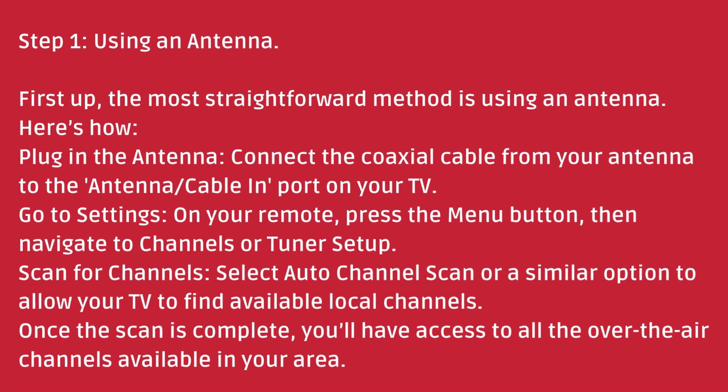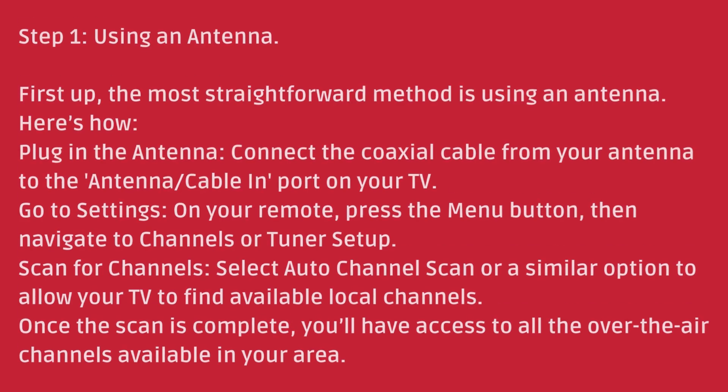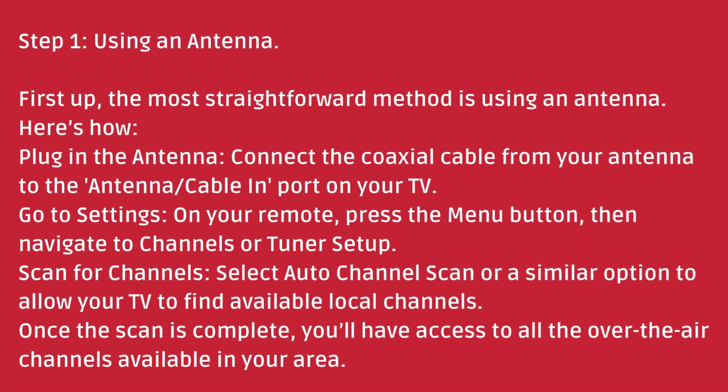Go to Settings. On your remote, press the menu button, then navigate to Channels or Tuner Setup. Scan for channels. Select Auto Channel Scan or a similar option to allow your TV to find available local channels. Once the scan is complete, you'll have access to all the over-the-air channels available in your area.